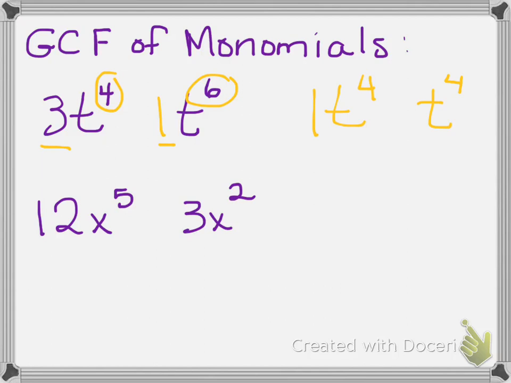Okay? Now let's look at the second one there. The GCF of 12 and 3 would be 3, okay? And then we have x to the 5th and x to the 2nd, so I could divide out of there the lowest exponent of x squared. So that is the basic idea of applying what you know about GCFs to algebra. Okay?